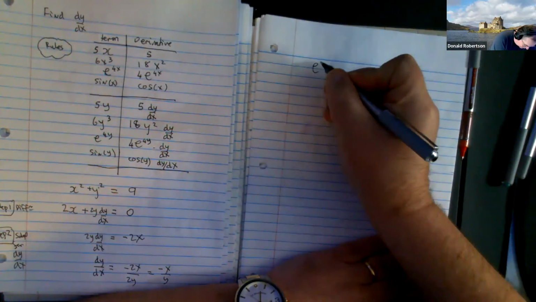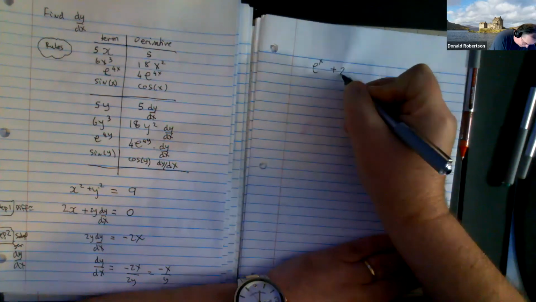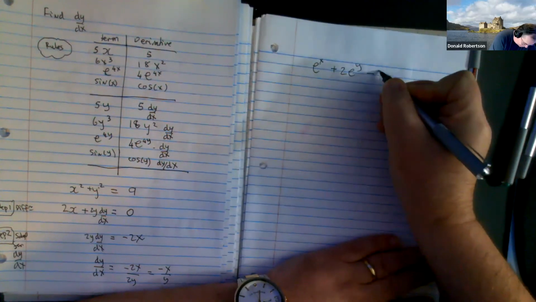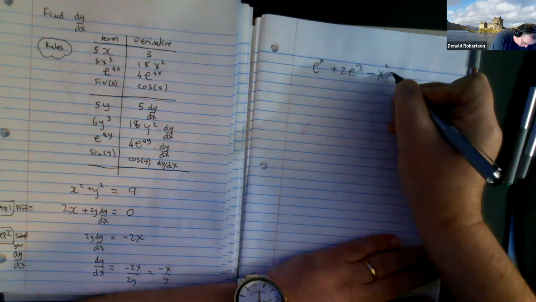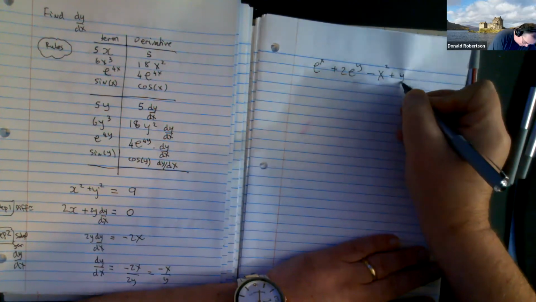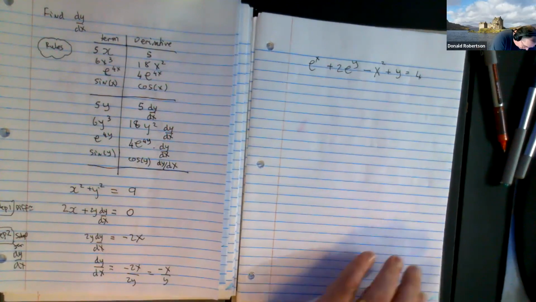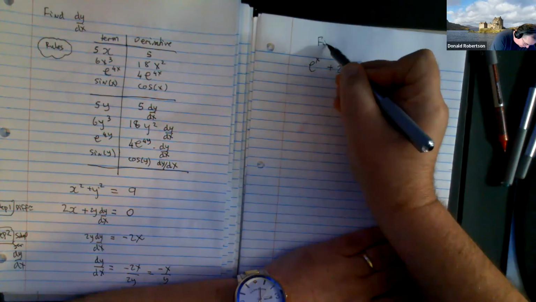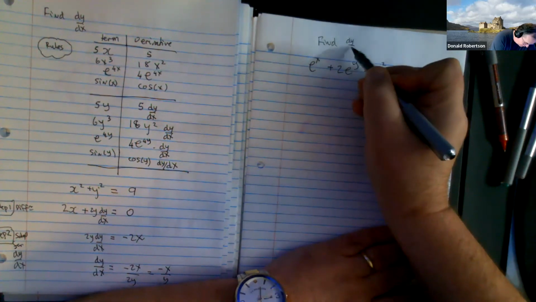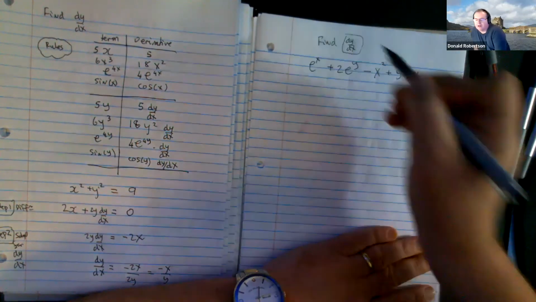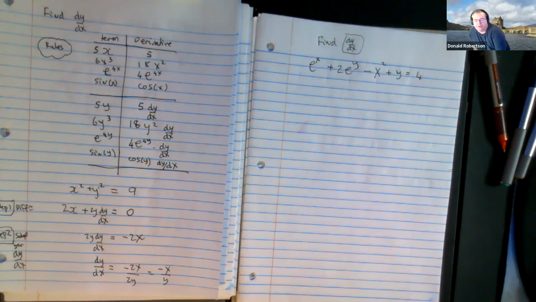Okay, try another one. e to the x plus 2e to the y minus x squared plus y equals 4. And we are going to find the derivative dy by dx. Think of that as just a single thing. Don't think of it as a fraction. It's not helpful at this stage. Just think of it as the derivative, y dashed, f dashed of x kind of thing.